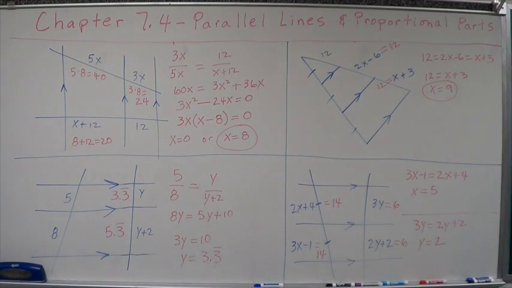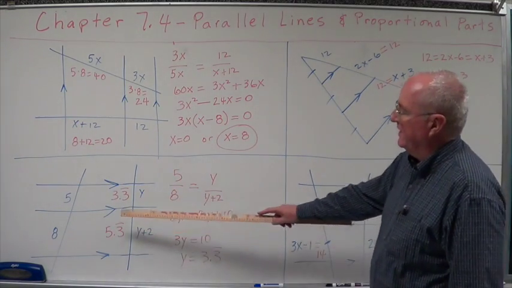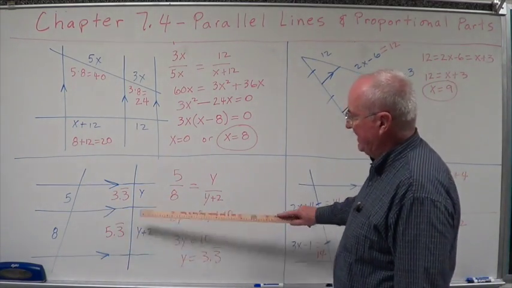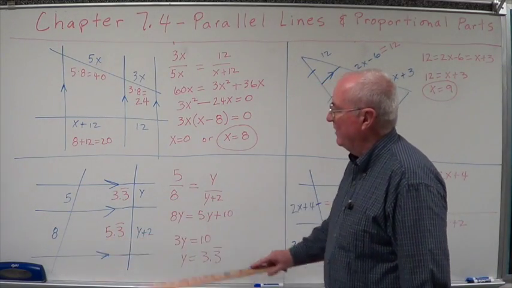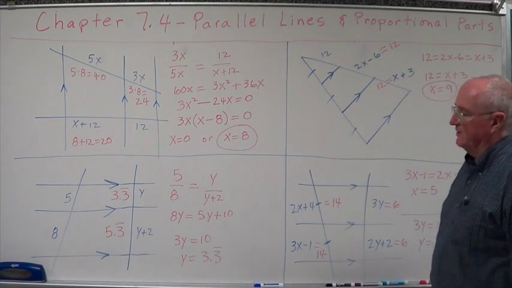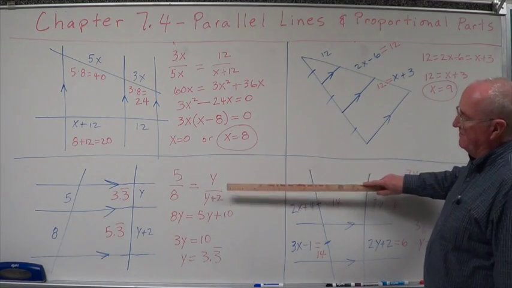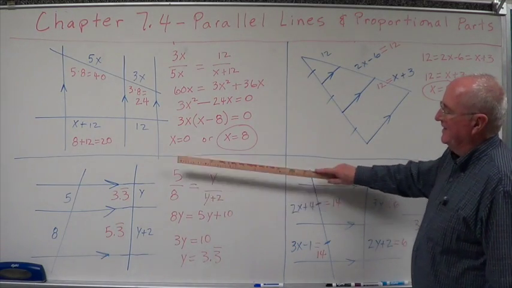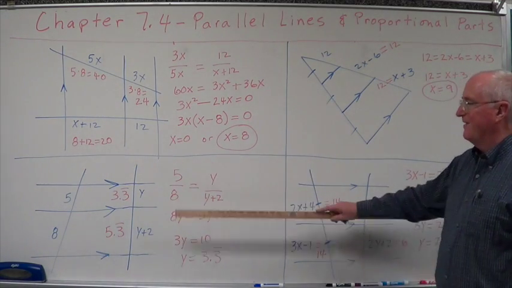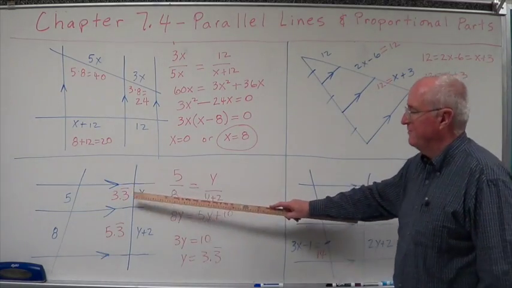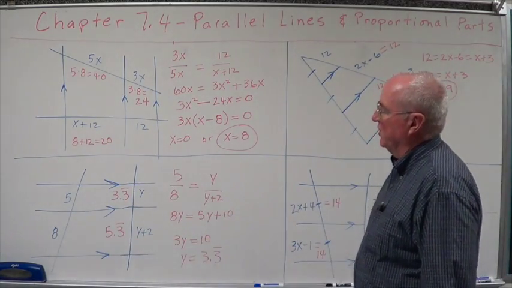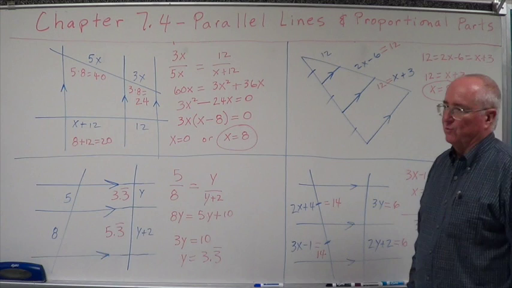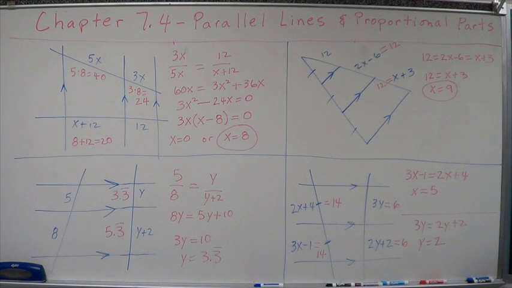y equals 3.3333 repeating. When we put those over here, we get 3.3 repeating equals y. And y plus 2 equals 5.33333. If you put those in here, you'll see that that is the same proportion. 5/8 is the same as 3 1/3 is to 5 1/3. Okay? Look at those problems. Make sure you understand the algebra we set up.